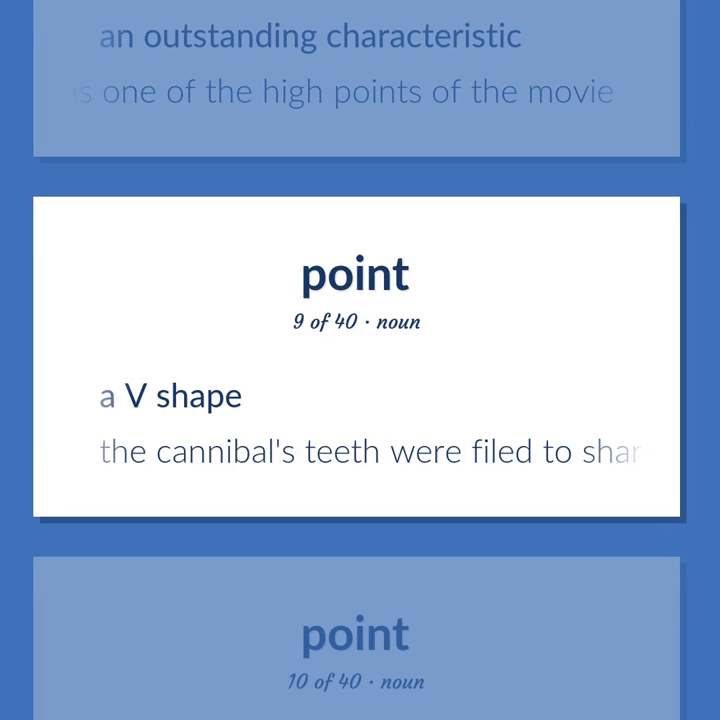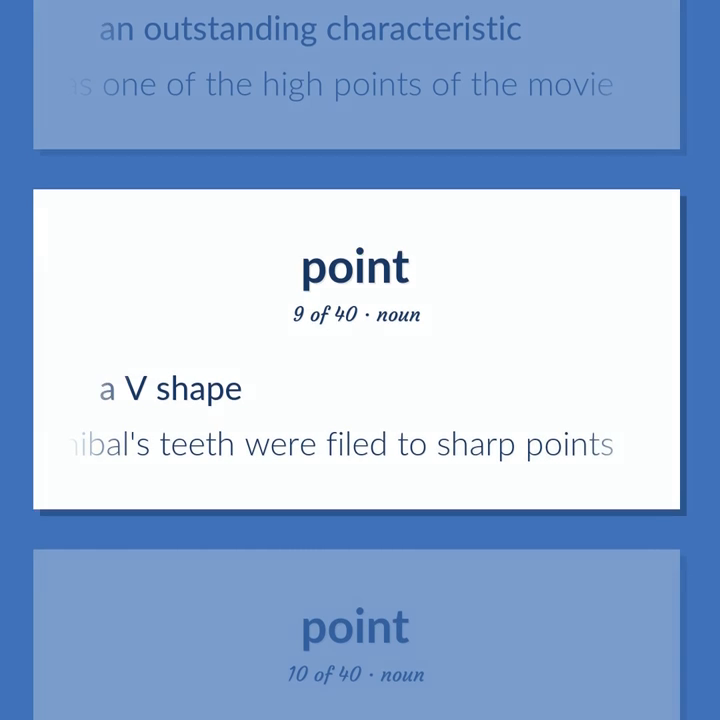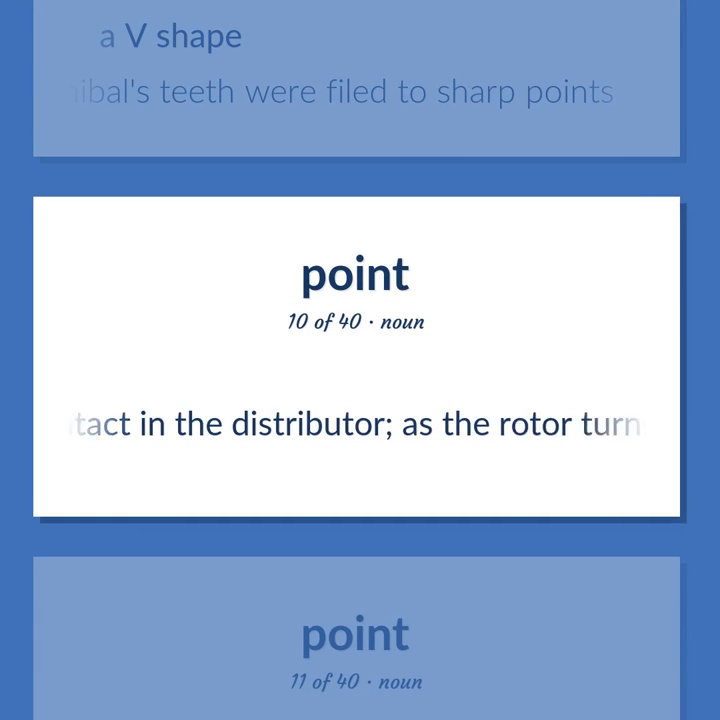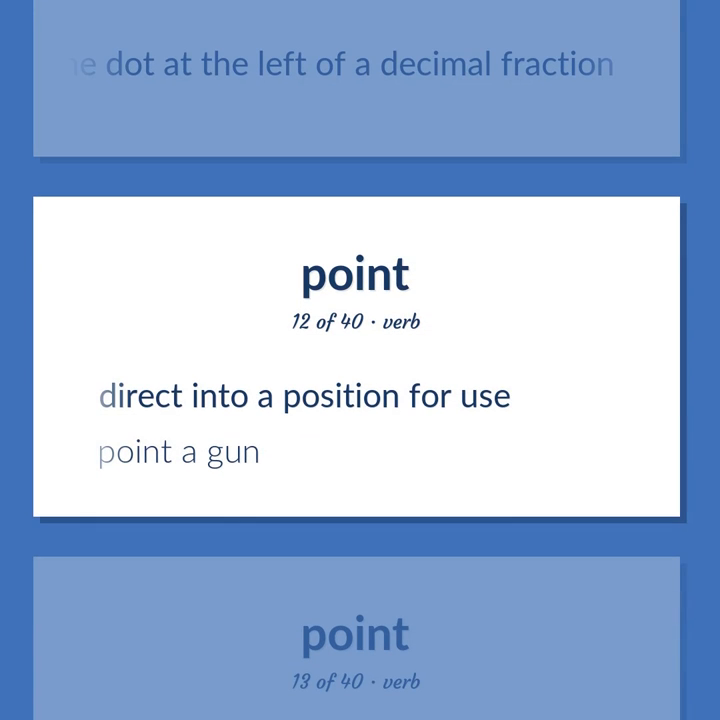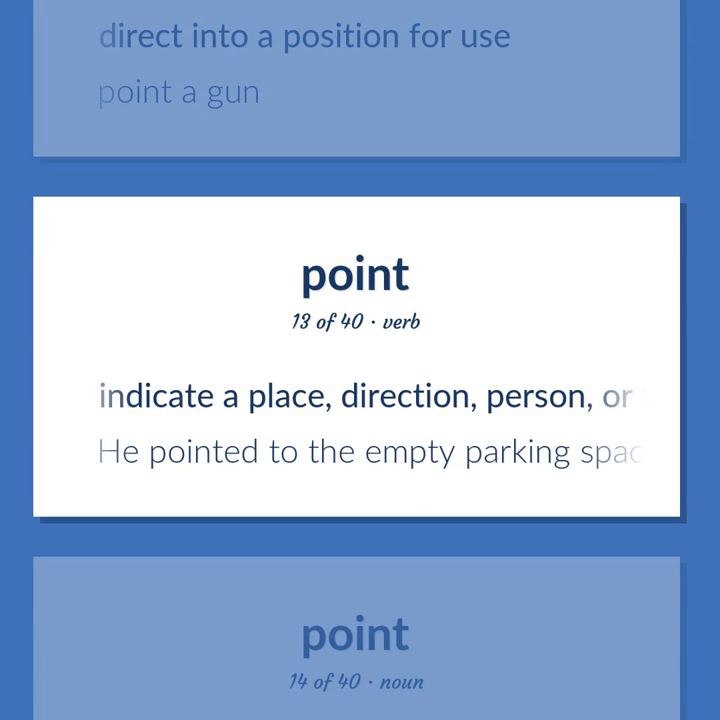A V shape. The cannibal's teeth were filed to sharp points. A contact in the distributor. As the rotor turns, its projecting arm contacts them and current flows to the spark plugs. The dot at the left of a decimal fraction. Direct into a position for use. Point a gun. Indicate a place, direction, person, or thing, either spatially or figuratively. He pointed to the empty parking space.